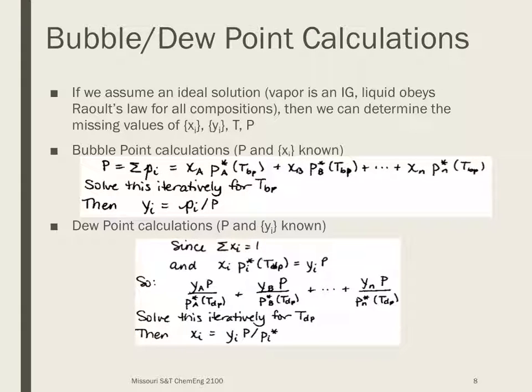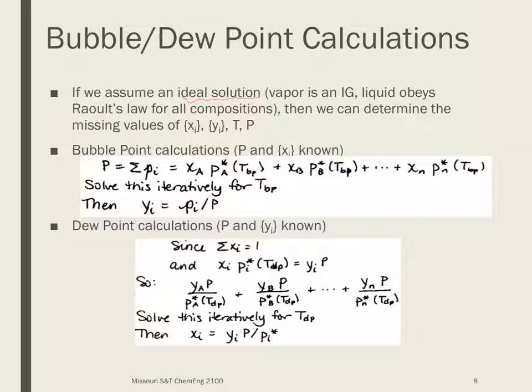Now, frequently we'll be wanting to do some bubble and dew point calculations: predict the temperature or the pressure where that drop of dew first forms, predict the temperature or pressure where that first bubble forms inside the liquid. The way we usually do these is to assume, for today, for this course, that we have an ideal solution. In an ideal solution, I'm going to assume that the vapor is an ideal gas. I'm going to assume that the liquid obeys Raoult's law for all the compositions. If I make those two really big super simplifications, then I can create some formulas.